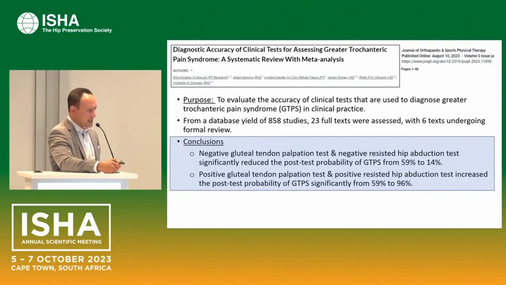A very recent, I think it was August, systematic review looked at the accuracy of clinical tests that are used to diagnose GTPS. They started with 858 studies, but really only 6 underwent full literature review, and they came to the conclusion that a negative gluteal tendon palpation test and negative resisted hip abduction test decreased the post-test probability of GTPS from 59% to 14%. In comparison, a positive gluteal tendon palpation test and positive resisted hip abduction test increase the post-test probability of GTPS being present from 59 to 96%. Most of these studies, including this SR and MA, tend to be in general agreement in regard to the findings and what they mean.